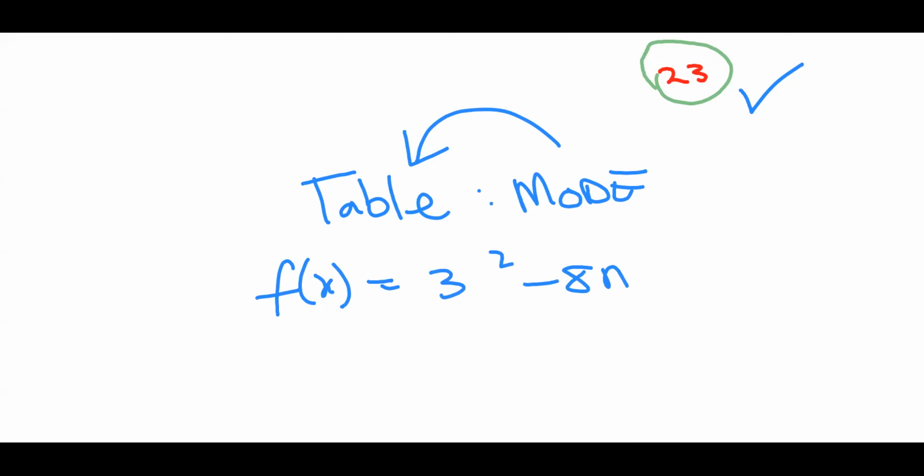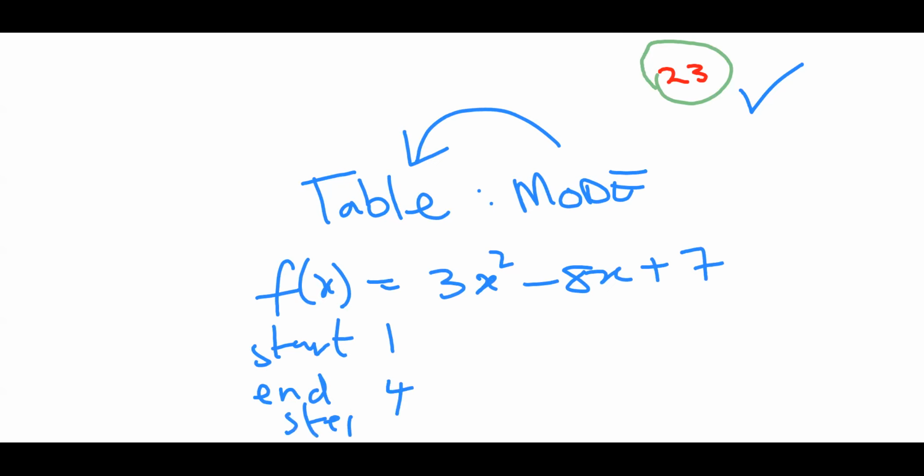Actually, this is not going to be n's, this is going to be x's. So you punch in 3x squared minus 8x plus 7. And then you start, I guess, at 1. And you can end at 4 since we are given the first four terms. And you can make your step also 1, so you increase by 1 each time. And then the table will appear with x and y values. So you'll have x values 1, 2, 3, and 4. And then your y values will be the actual values of the terms.